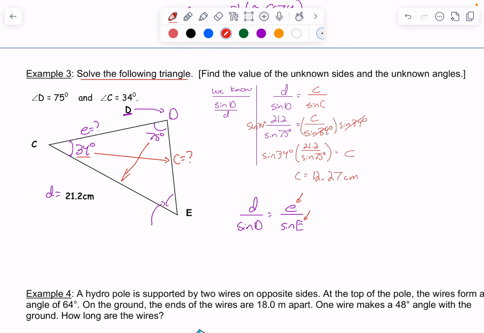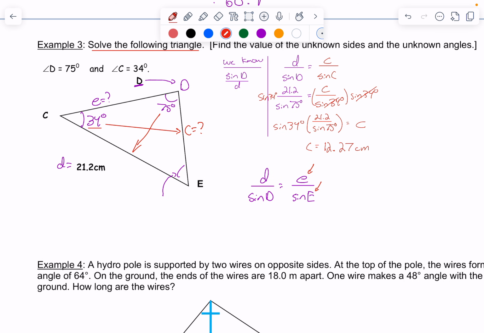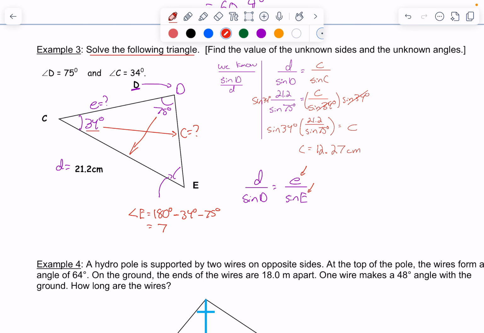But you can use the other property of a triangle that says all of these angles inside the triangle need to add up to 180. So then to solve for angle E is really just 180, what all they need to equal to, take away what the other angles are. So 34 degrees minus 75 degrees. And if you do that, so 180 minus 34 minus 75, you'll get angle E to be 71 degrees. So this, I should have done purple, but this should be 71 degrees.